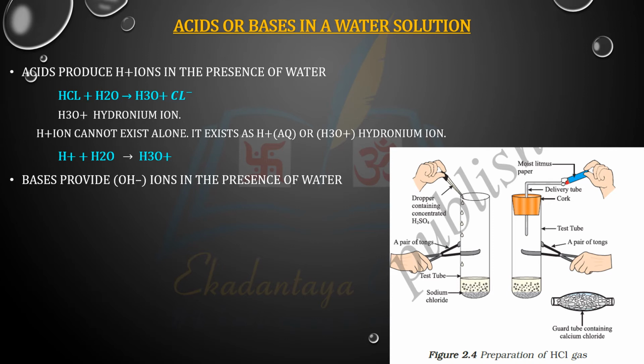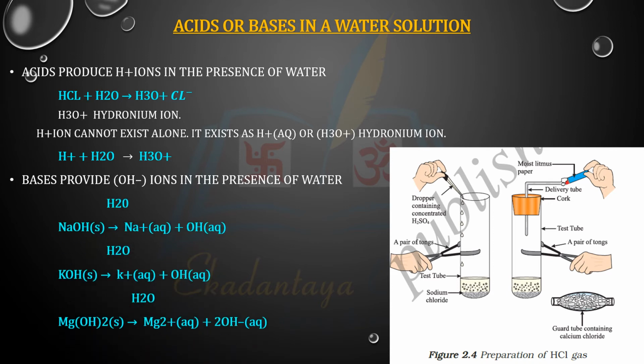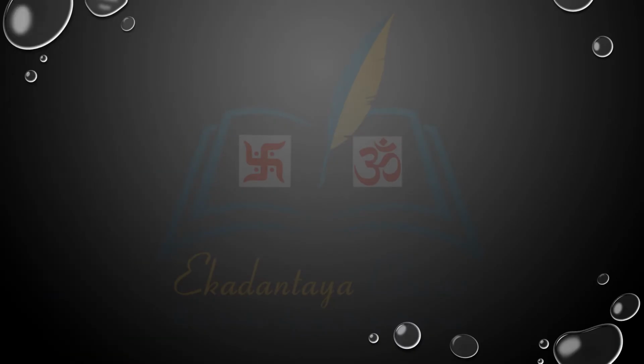Bases provide OH ions in the presence of water. Here acid provides H plus ions, and base provides OH minus ions. These are some reactions that occur when base ions are present in water. Now let's see alkalis.